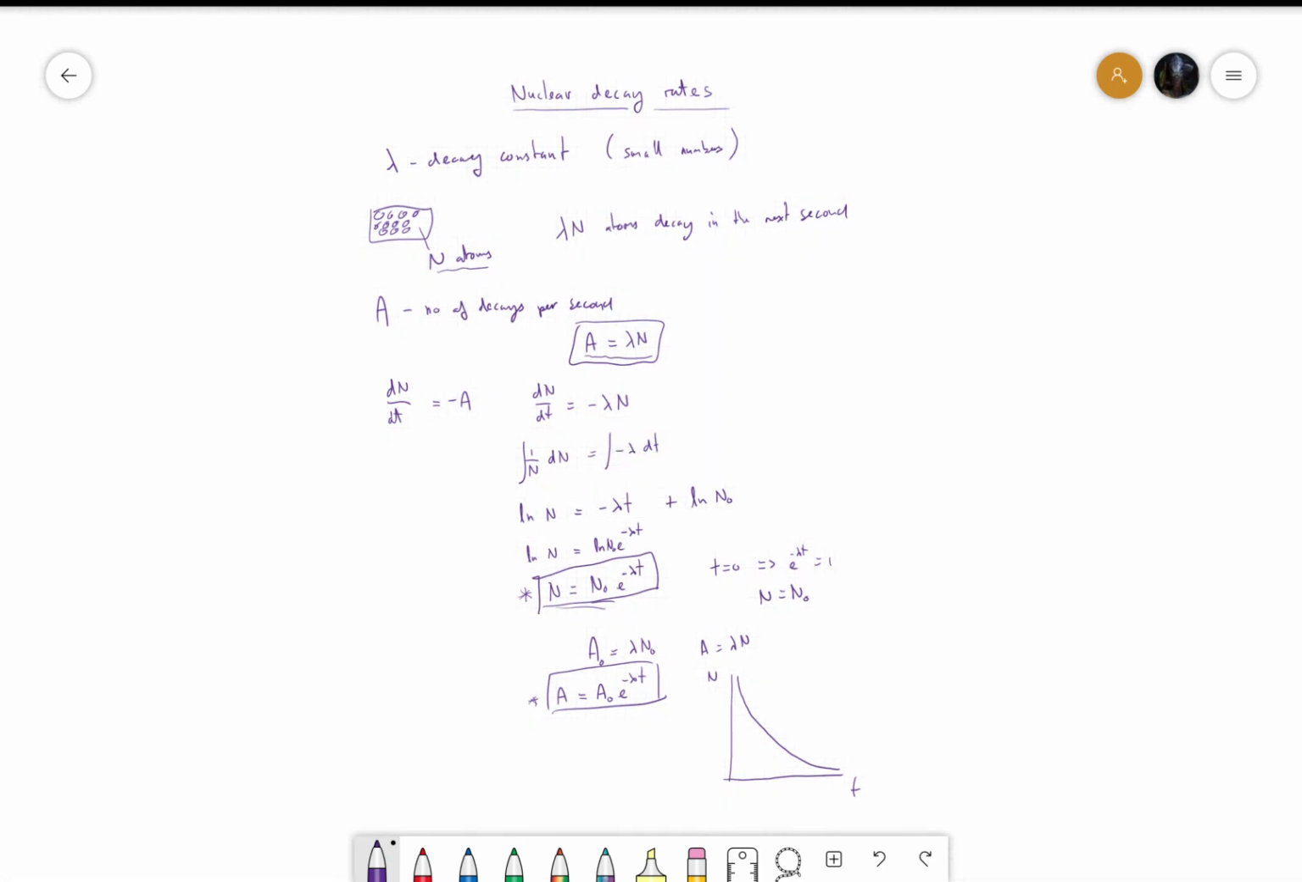I'll do another video clip shortly with how we can use those two rate equations to figure out half-life and that sort of thing.